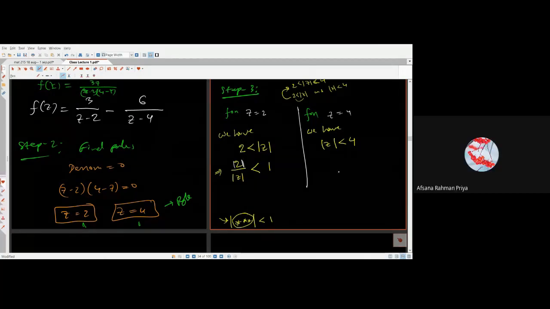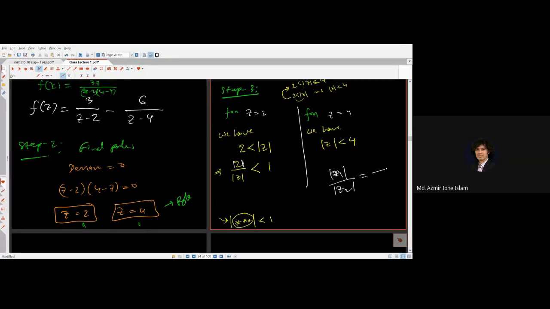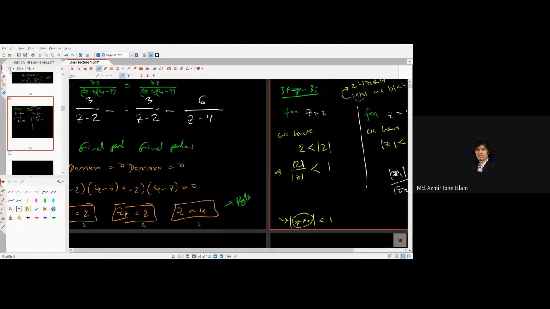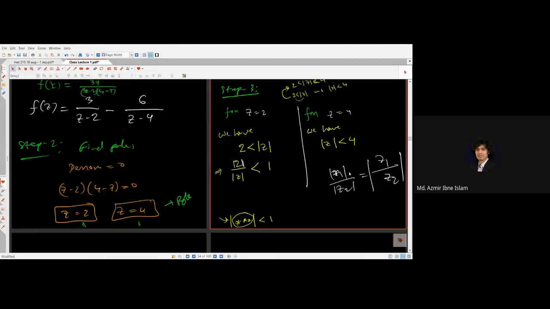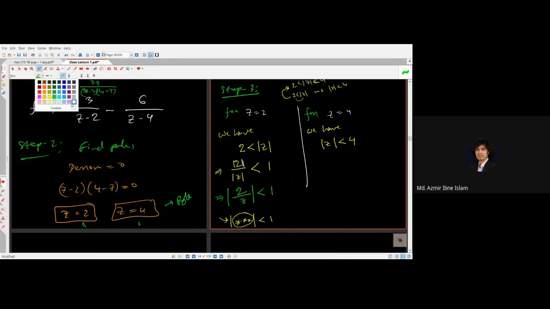Yes, sir. And in assignment 1, you have learned if you have modulus of z1, modulus of z2, you can write modulus of z1 z2. Is that okay? Yes, sir. So that means we can actually write modulus of 2 by z less than 1. So see, we have already approached modulus of something less than 1.